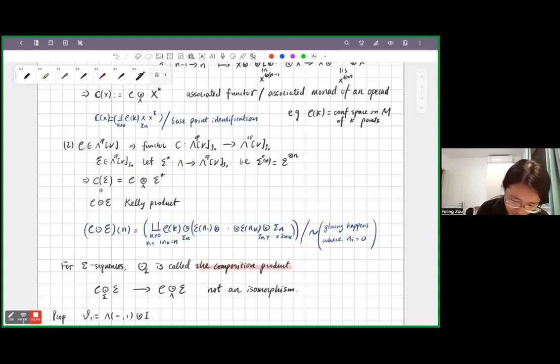And now we can also do this tensor product over the category lambda, and we will also get a lambda sequence under the unit. And we call this the Kelly product.